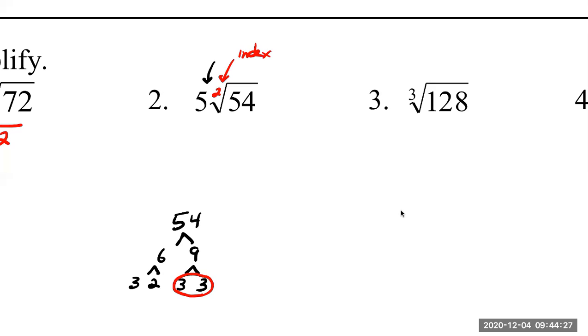So we're going to pull a 3 on the outside. Let's write this 5 that's kind of waiting around to be used. We have a 3 on the outside that we pull out from the square root of 9. And then we have a 3 times a 2 on the inside. That 3 and 2 came from this 3 and 2 right here. So our final answer would be 15 times the square root of 6.